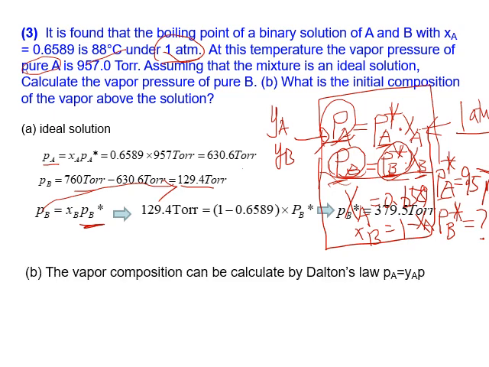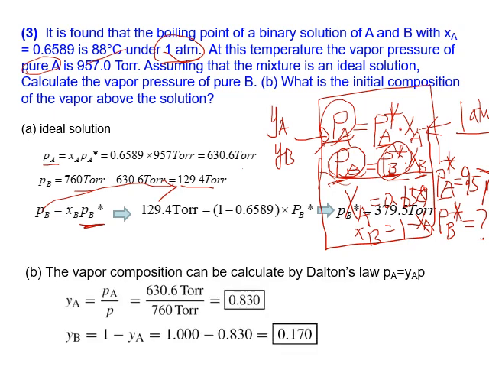So the total pressure is 1 atmosphere, 760 torr. The partial pressure you already calculated here. That's the vapor pressure of A. And similarly, this is the vapor pressure of B. You can calculate the mole fraction of B.